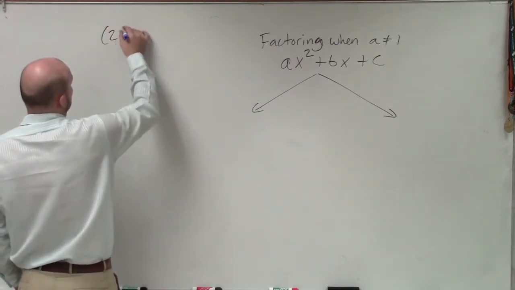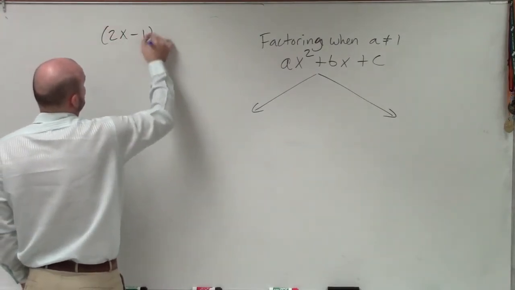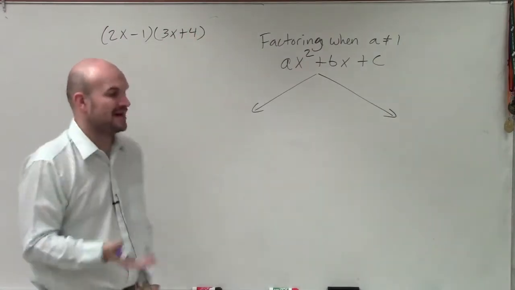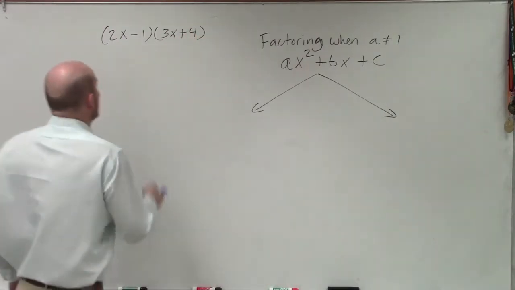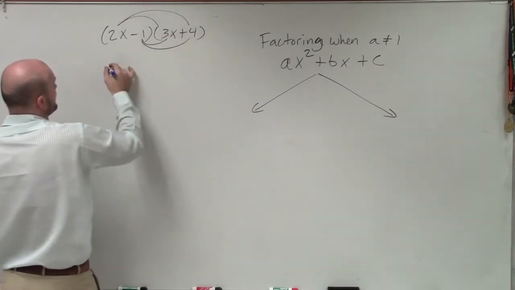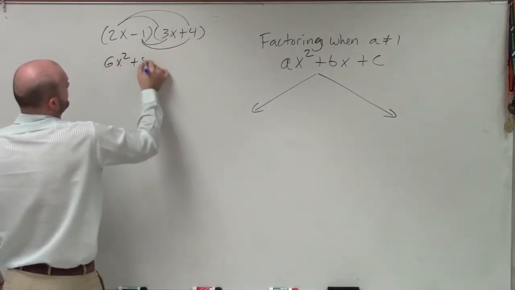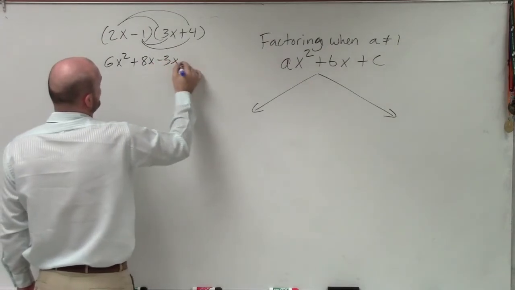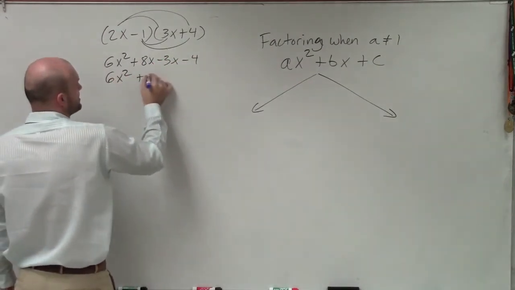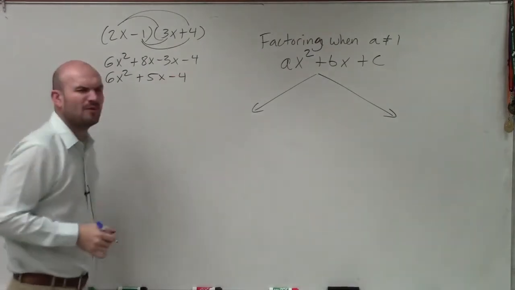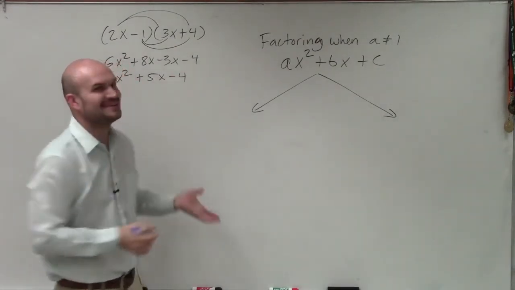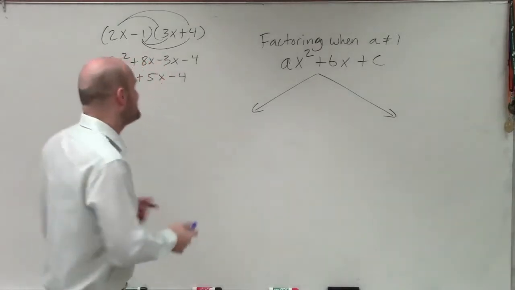So let's pretend our product is 2x minus 1 times 3x plus 4. All right? So let's pretend that's our answer. If I wanted to check my answer, remember, I can always go back and multiply everything out. So in this case, I have 6x squared plus 8x minus 3x minus 4. So therefore, I have 6x squared plus 5x minus 4. And you might be saying, well, what are you doing? What I'm doing is I'm creating a problem that I'm going to show you how to factor. And you might say, well, we already know the answer. I know, but I'm trying to show you the process.